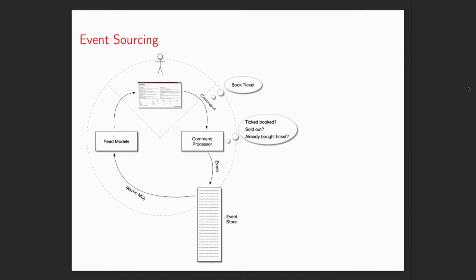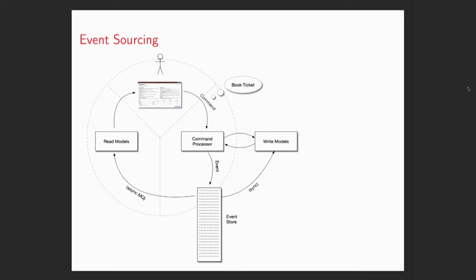But what if there's some other command coming into our command processor? For example, the user says, hey, I want to book a ticket. This is not a single response that we can give here. There might be multiple things that could happen. For example, the ticket is booked, or maybe the conference is already sold out, or maybe the person already bought a ticket and they can only buy one in our system.